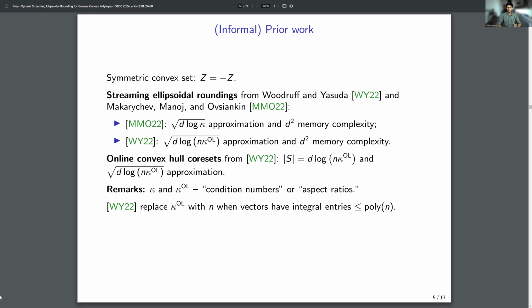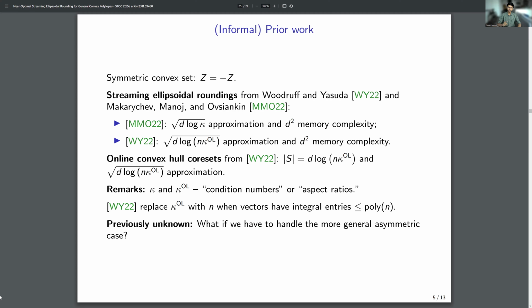And moreover, the work of Woodruff and Yasuda is able to replace this online aspect ratio term with an n when the vectors have integer entries that are bounded by a polynomial in n. So that means they can make their results condition number independent or aspect ratio independent. In any case, all this prior work studied the symmetric case only, where Z was equal to minus Z. But remember that in the problem statement that I gave earlier, no such assumption was made. So what happens to handle the more general asymmetric case?